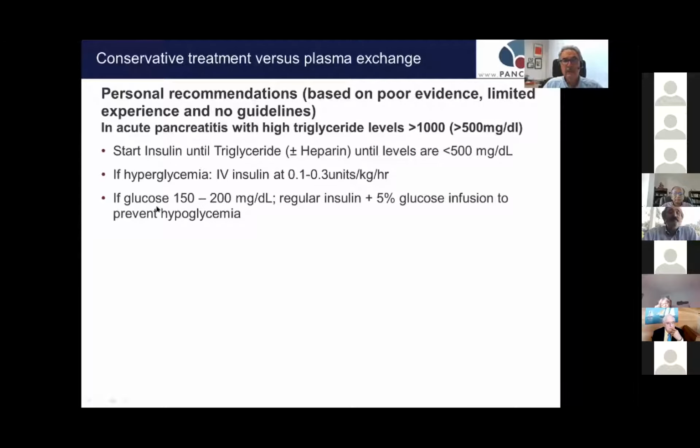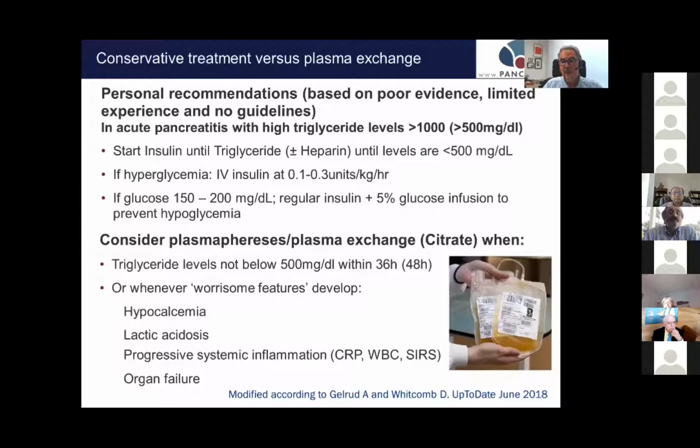If the blood sugar levels go too low, just add glucose to it. And that will help more than 90% of your patients. If you cannot lower the levels because of some inherited disorders, within 36 or 48 hours, you may consider plasmapheresis or plasma exchange. And it has fewer complications if you don't use heparin, but citrate for the plasma exchange. Or whenever worrisome features develop, like hypocalcemia, lactic acidosis, progressive systemic inflammation, or organ failure.